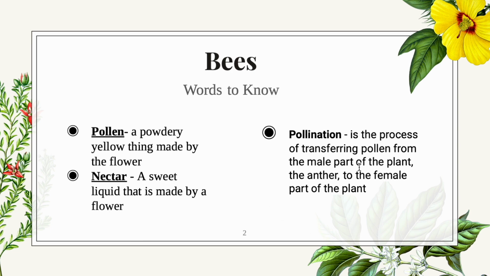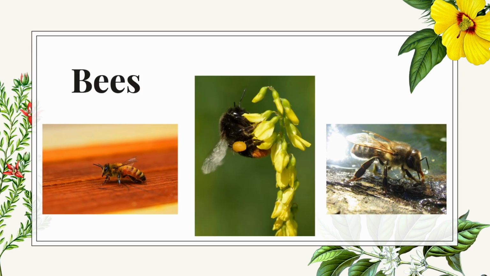Finally, we have pollination. Pollination is the process of transferring pollen from the male part of the plant, the anther, to the female part of the plant. There are many species of bees like honeybees, bumblebees, Russian bees, and many more.